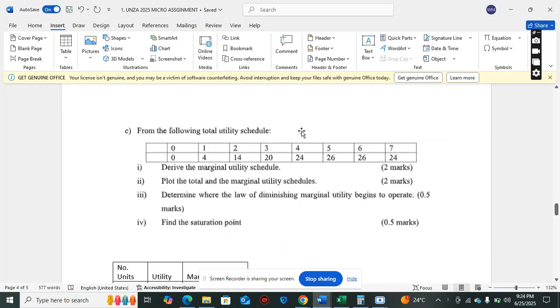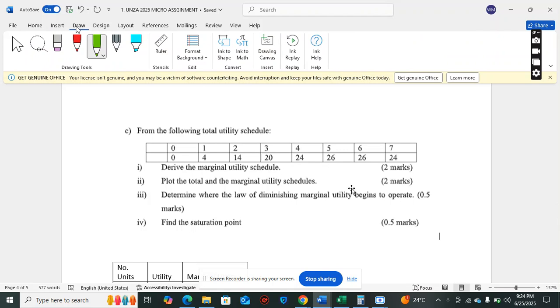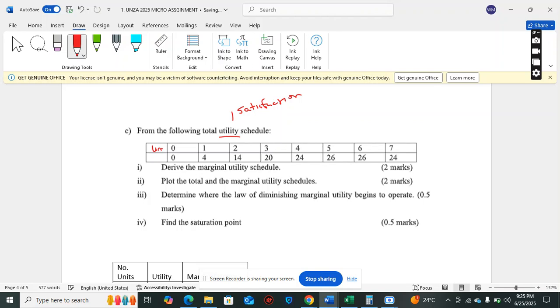Okay, so we have this question here. It tells us, from the following total utility schedule, colleagues, when you hear the word utility, equate that to satisfaction. Okay, in economics, we're trying to measure satisfaction. All right, so here, obviously, this is the number of units consumed. And this is the total utility.